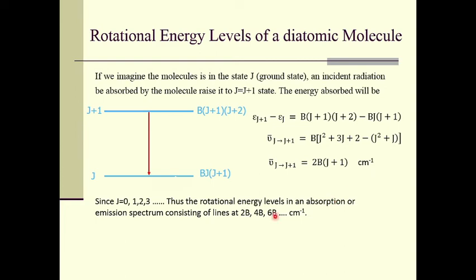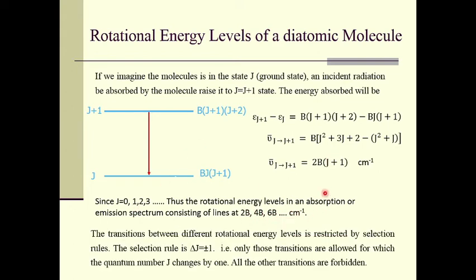Let us see what the statement states. If I consider the transition between the 0 and 1 level, I get 2b, since the j value is 0. In the case of the second and third level, I put j equal to 2, so 2 plus 1 is 3, and 3 into 2 is 6, so I get 6b. Here if I put j equal to 1, I get 4b, and when I put j equal to 0, I get 2b. So 2b, 4b, 6b, like that.